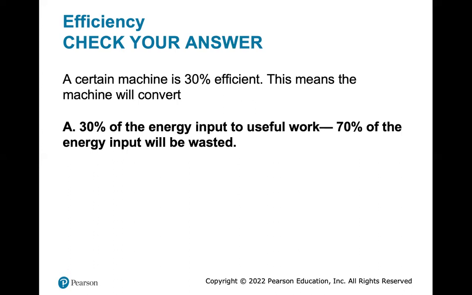30% of the energy is input to useful work. 70% of the energy will be wasted. If you have a light bulb, an old incandescent bulb, you know that when you had to turn it off before using it, because it was very inefficient. A lot of the energy, besides giving light, would go into heating the bulb, and that's wasteful.